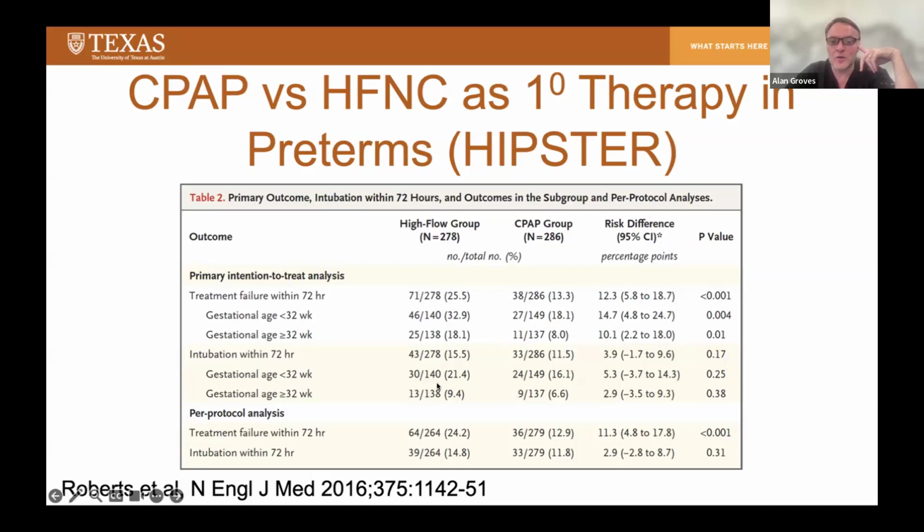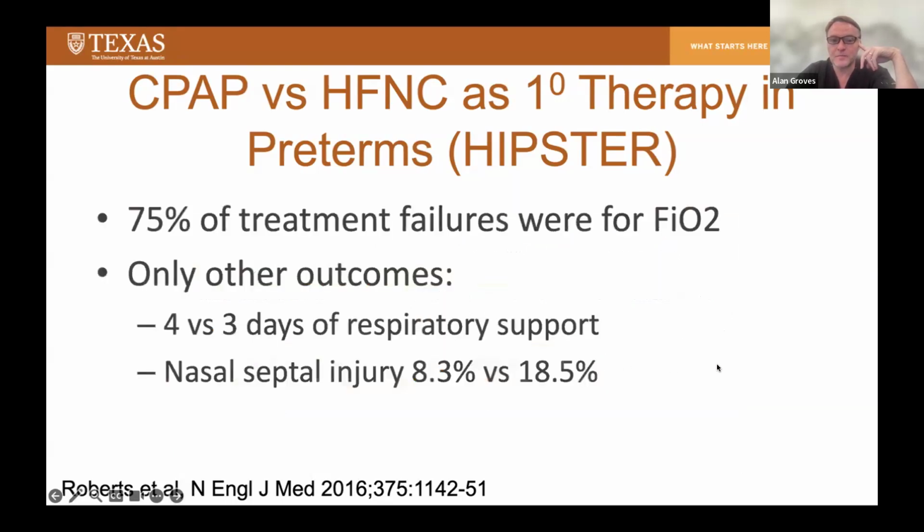Pleasingly, though, not huge differences in how many babies needed to go on to be intubated. Because, of course, with failure of the high flow group, your first step with failure is to just switch on to CPAP. So if you do start with high flow, you can often rescue these babies with CPAP without necessarily going on to intubate. There's a slightly higher rate of intubation, but not statistically significant.